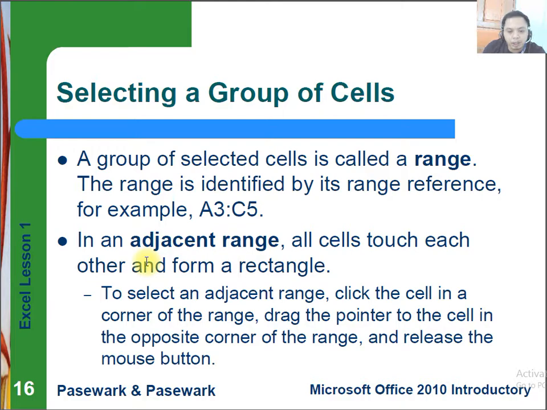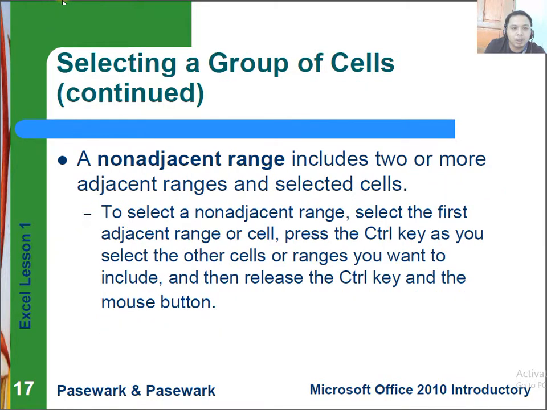In an adjacent range naman, all cells touch each other and form a rectangle. Yan. Pag naman yung select natin cells is magkakatabi, and they form a rectangle or square, ganyan. To select an adjacent range, click the cell in the corner of the range, drag the pointer to the cell in the opposite corner of the range, and release the mouse button. Yan, parang click, hold, and drag. Okay, ganun lang siya. Next one.